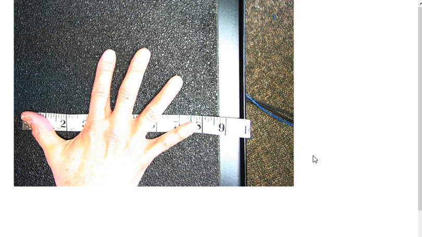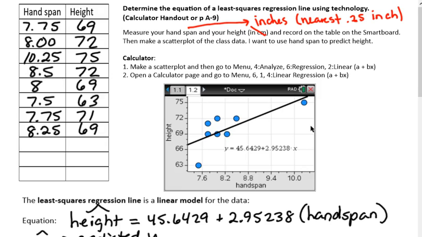What's the relationship between your hand span from your thumb to your little finger and your height? Well, we had everybody in the AP Stats class measure their hand span and their height, and we did it in inches. It says in centimeters on here, but I changed to inches because we already knew what our height was in inches. And we made a scatter plot.